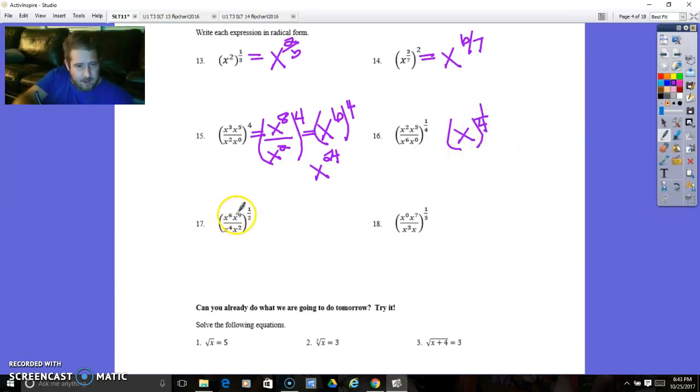All right, so inside here you got 9 plus 6 makes 15. On the bottom you got 6. 15 minus 6 makes 9. So everything on the inside becomes x to the 9th.